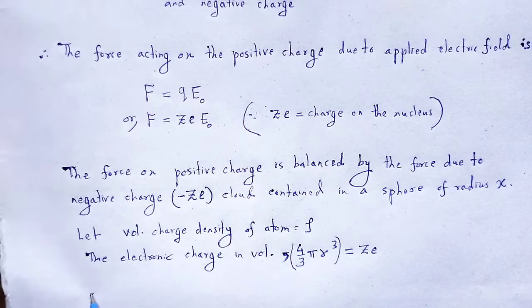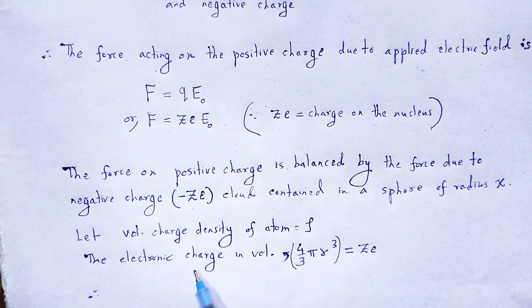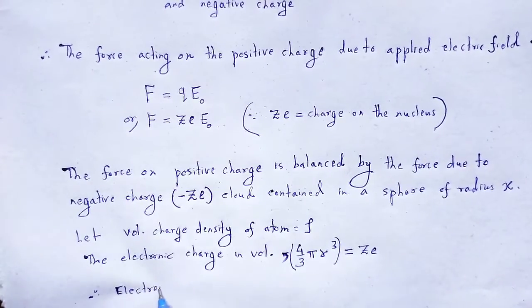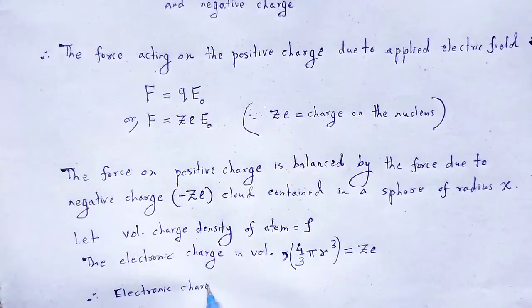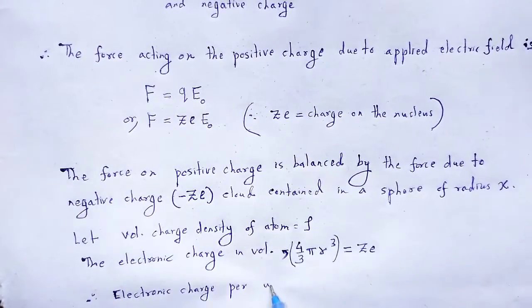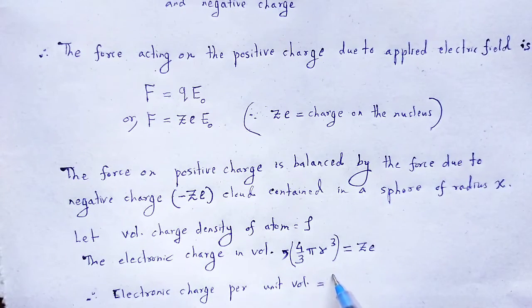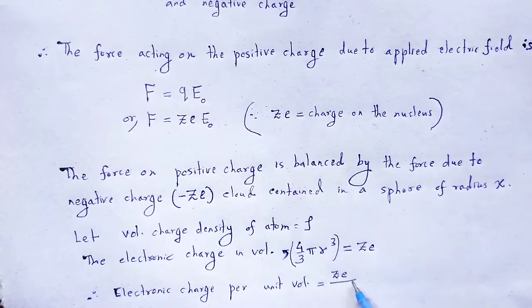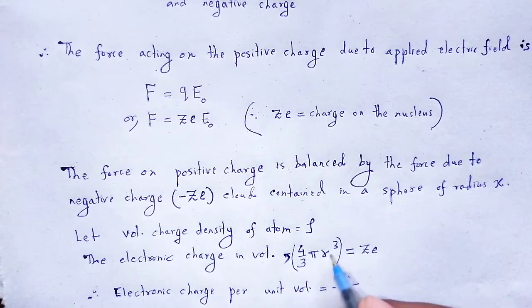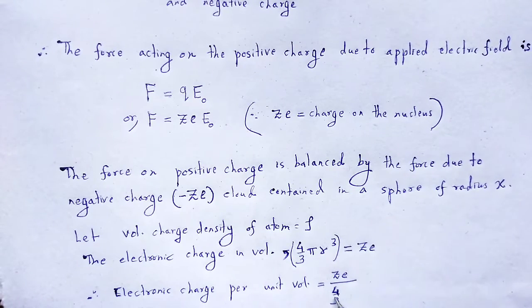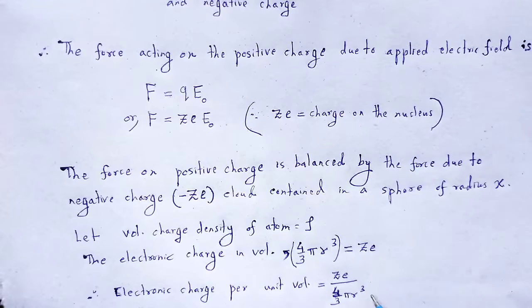Therefore, volume charge density rho and total charge present in that volume ZE. Therefore, electronic charge per unit volume, how much electronic charge is present in a unit volume, is ZE divided by that volume, 4 by 3 pi r cube.